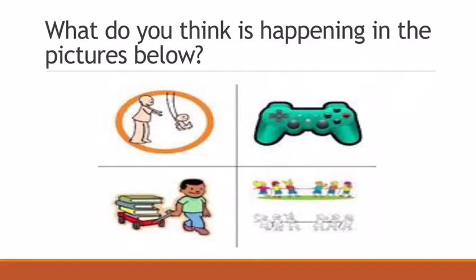Alright, what do you think is happening in the pictures? Pause the video and think for a while. In the first picture, a man is pushing the swing. In the second picture, it shows that we push the buttons of a remote to play the game. In the third picture, a boy is pulling a cart. And in the fourth picture, the kids are pulling the rope.